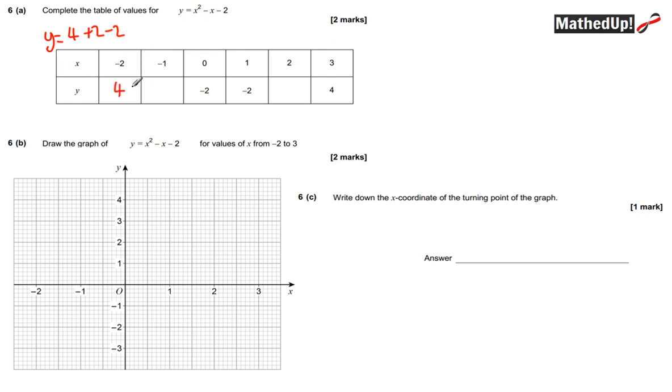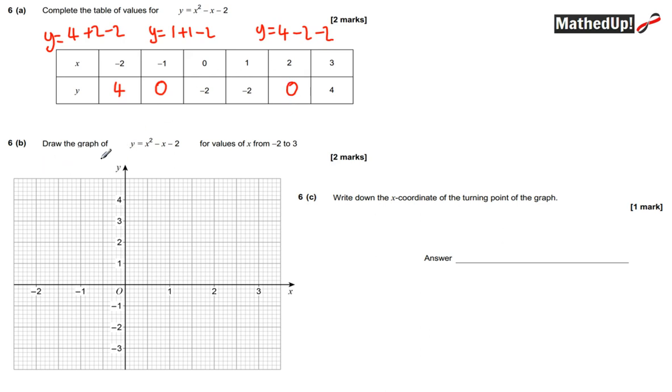Okay, if x is -1, we've got y is equal to -1 squared. -1 times -1 is 1. Take away a -1, that's going to be the same as +1. And then we've got take away 2. And 1 plus 1 is 2, take away 2 gives us 0. And over here we're going to have y is equal to 2 squared, which is 4. Take away 2, take away 2, which again is going to give us 0.